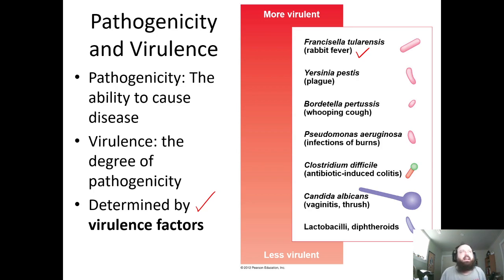In contrast, pathogenicity is a Boolean. It's a yes or no thing. Does the organism cause disease? If it does, yes, it's a pathogen. If it doesn't, no, it's not a pathogen. Virulence is how easily it can be pathogenic.